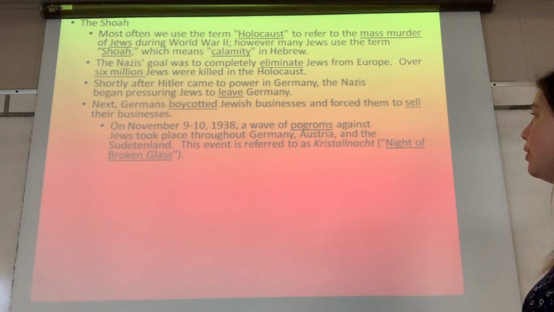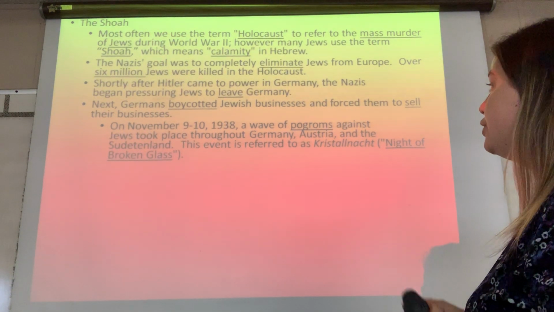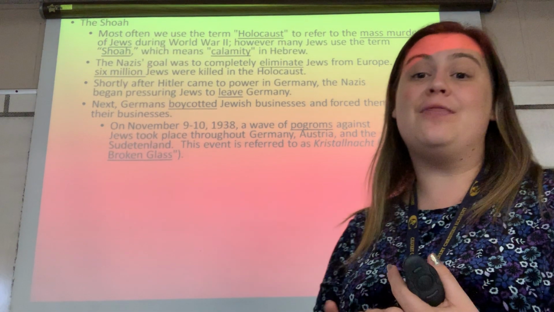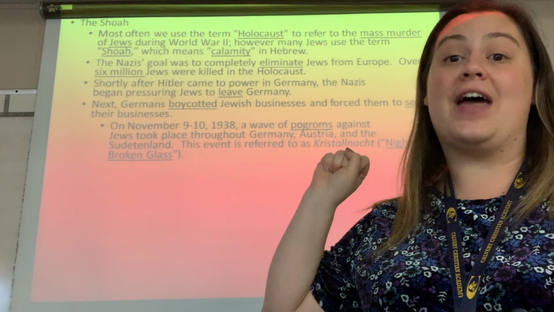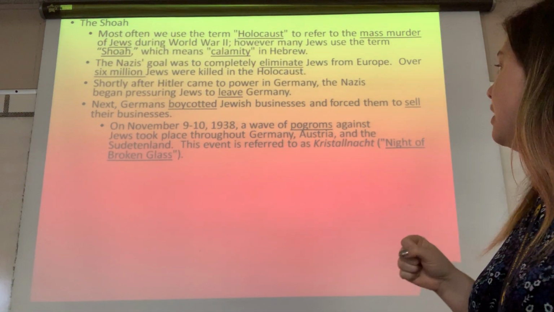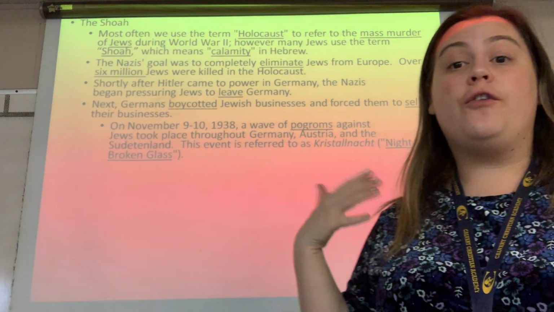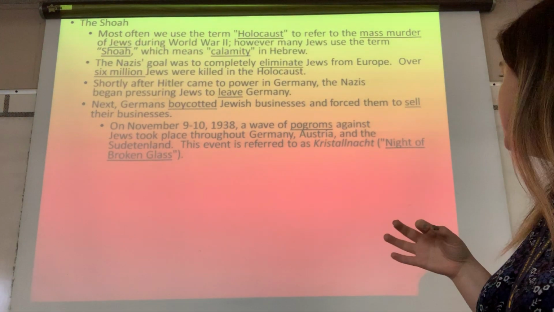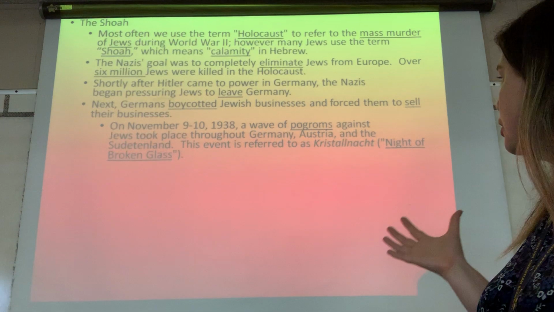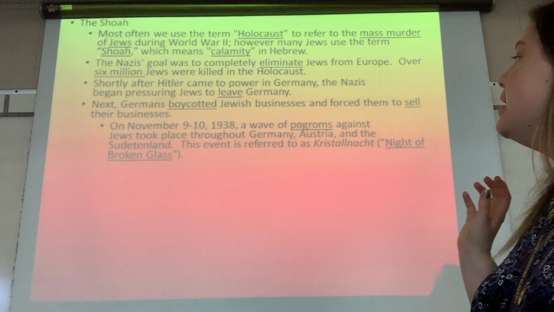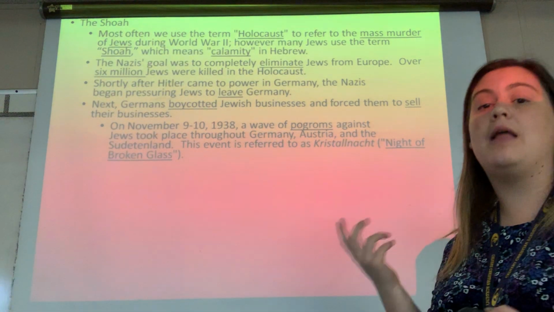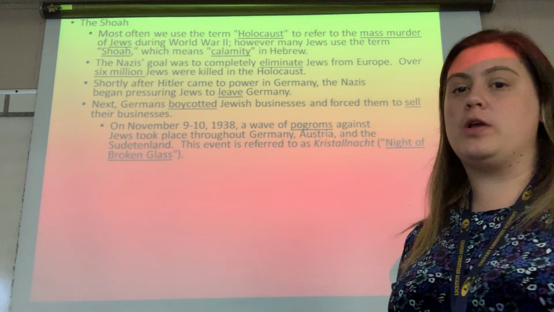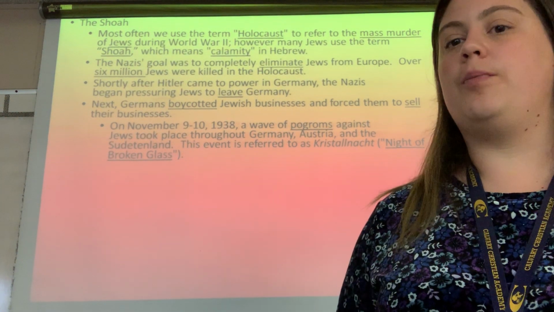So this set of pogroms took place against the Jews throughout Germany and Austria and the Sudetenland. Remember, those are the places that, at this point in 1938, Hitler controls. And this event is referred to as Kristallnacht, which means, in German, I believe... I think it's German. But whatever language it is, I know it means night of broken glass. So think about why they would call it Kristallnacht, the night of broken glass.